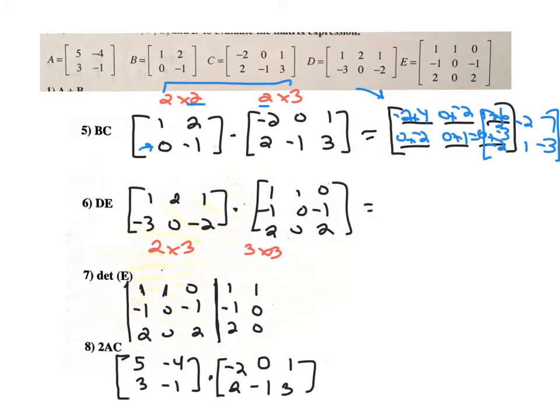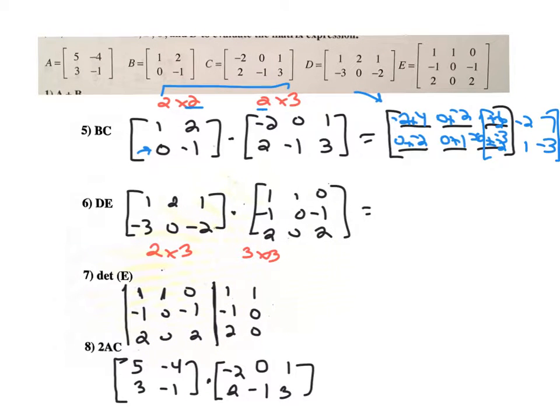Let's see. Next one says D times E. D times E, again, we're good because I have 3s here. My answer is going to be a 2 by 3 because that's my first number and last number. So I'm going to draw a 2 by 3 again. Same thing I just had, a 2 by 3. Okay, and this time I'm going to go across, down. Then I'm going to go across, down, and across, down. The difference is I'm going to have 3 numbers this time.